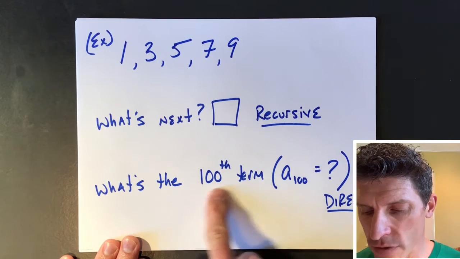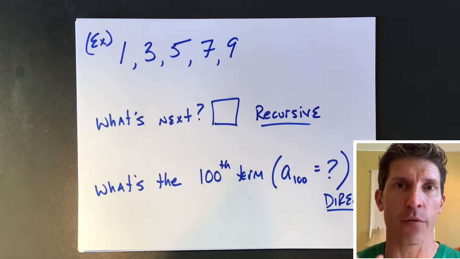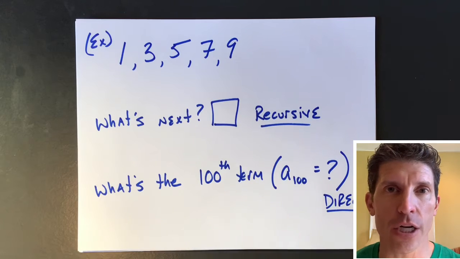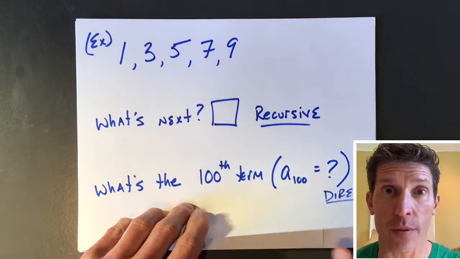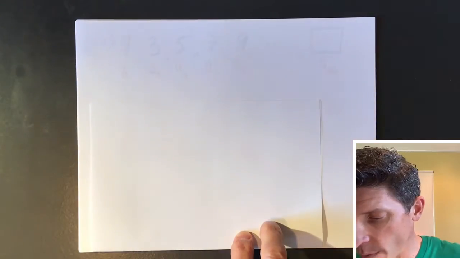So 11 is next because you know that we're adding 2 each time. By the way, that's recursive, right? A recursive pattern requires the thing before it to learn the next item. But what if I asked you the 100th term? Now you could count out 100 terms, but nobody wants to do that. So we're going to use a direct formula there.